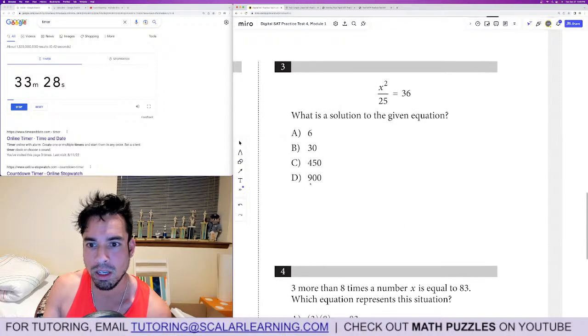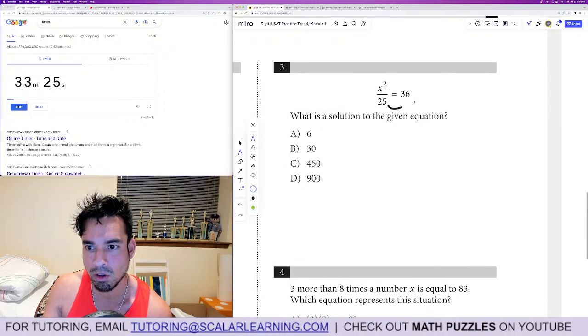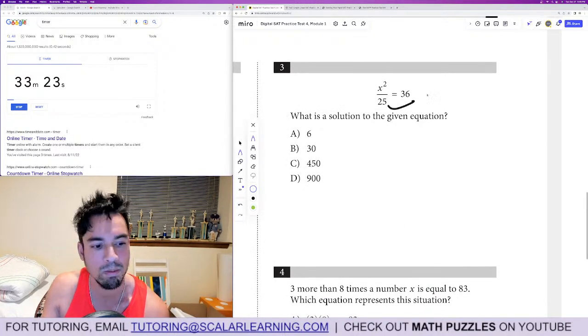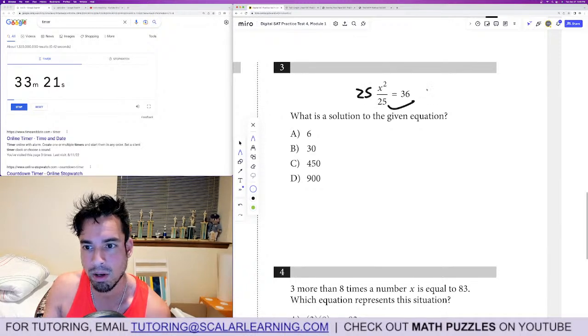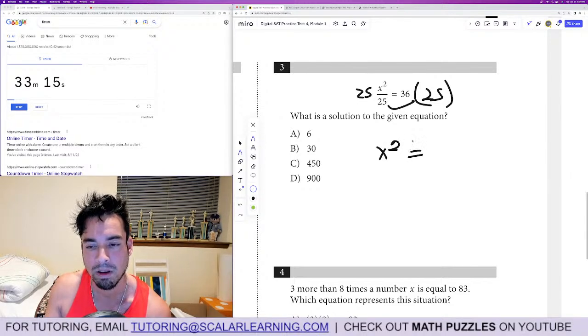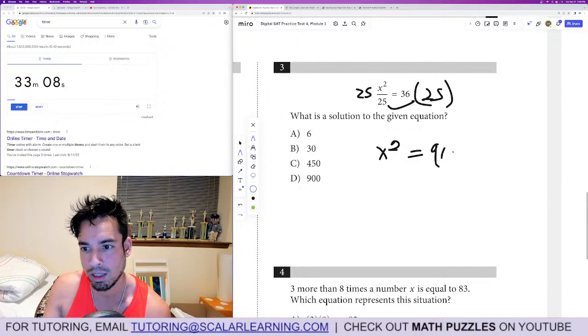What is the solution to the given equation? Let's solve. So we're going to multiply both sides by 25 to isolate, right? Multiply by 25, boom, boom. It's going to cancel out. We get x squared equals, I think I can do this in my head, because it's like 5 times 5 times 36. 5 times 36 is 180, 180 times 5 is 900. I'm going to double check in the calculator, of course.